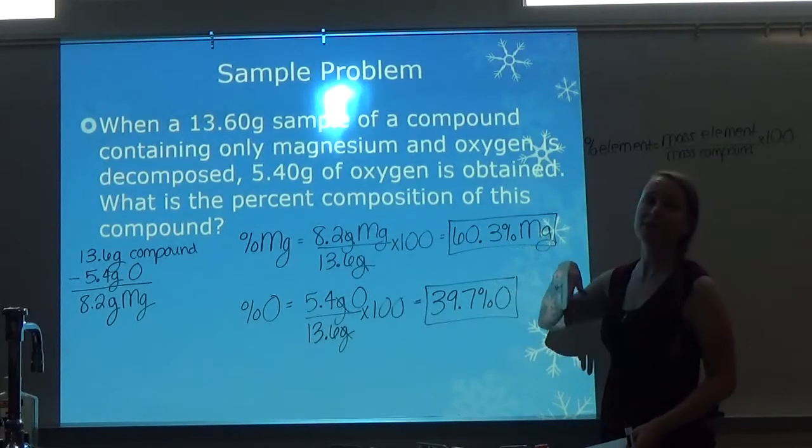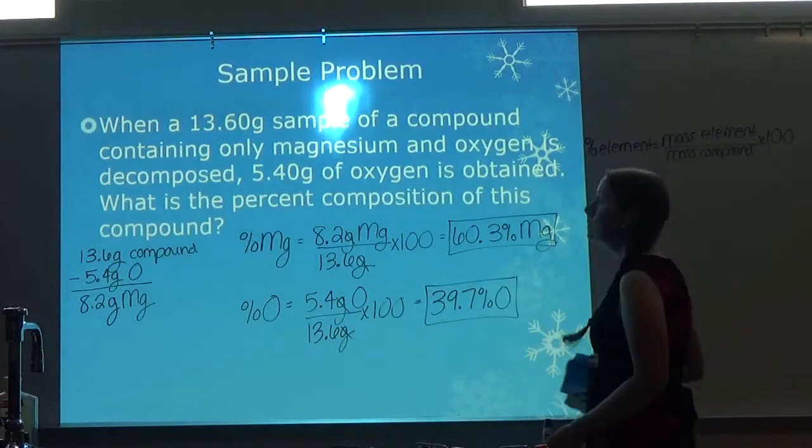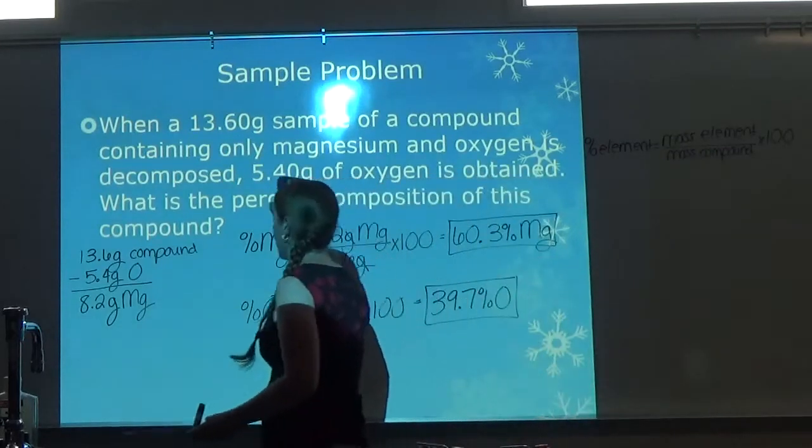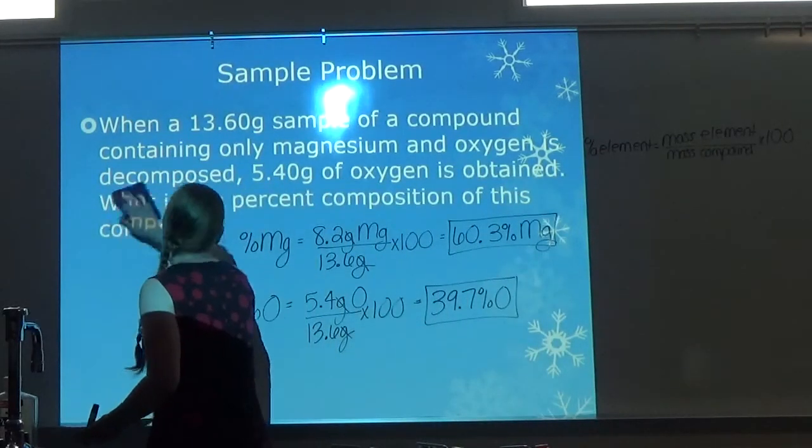However, if you're totally confident in your abilities, you're more than welcome to just do 100 minus your percentage to get your other one. Because I mean, that obviously will work too.